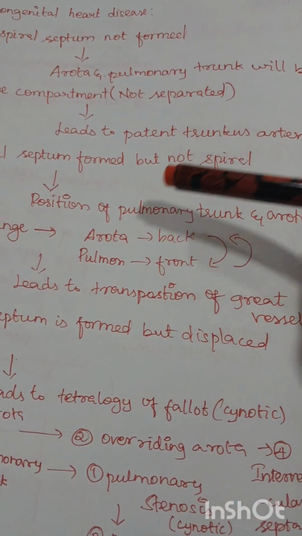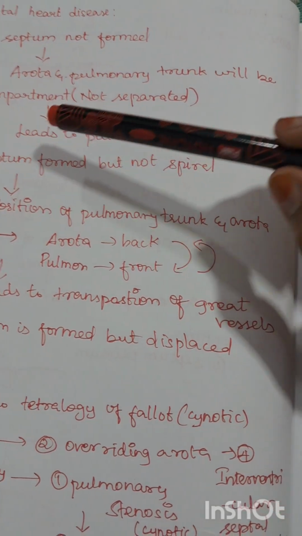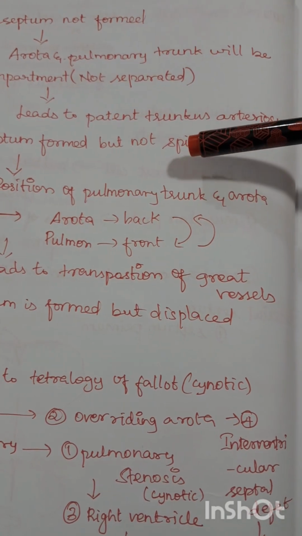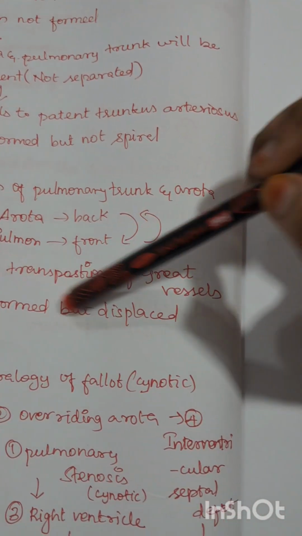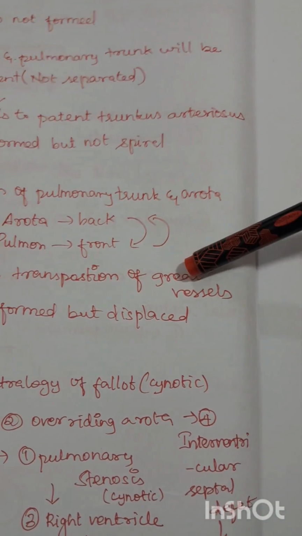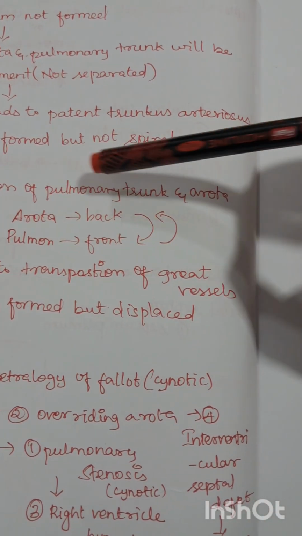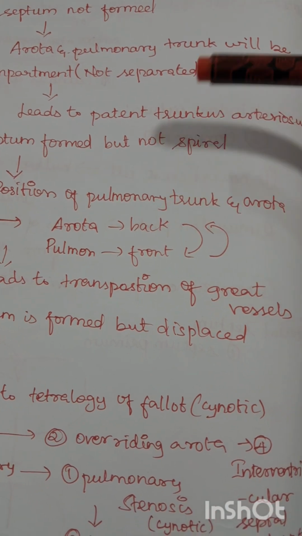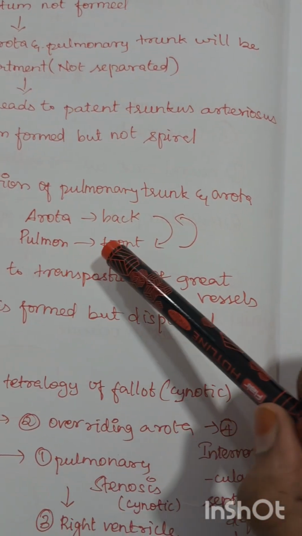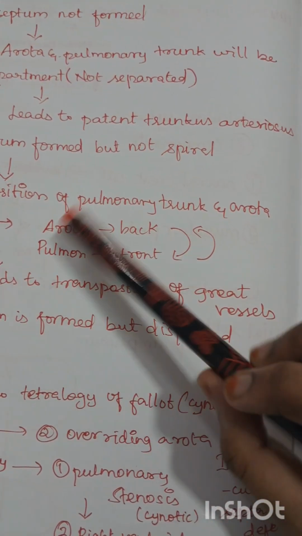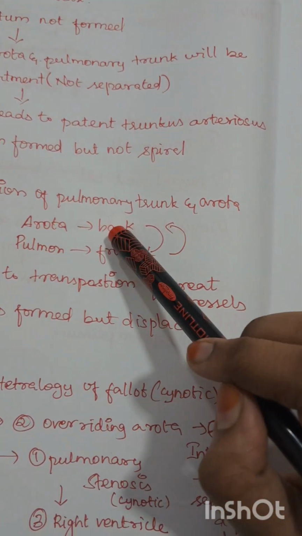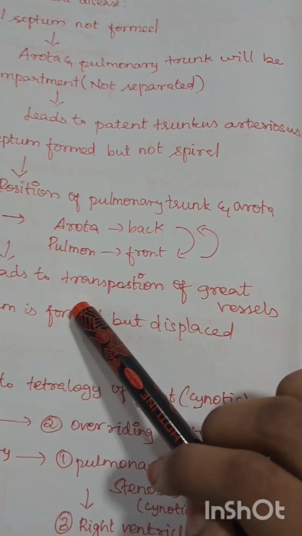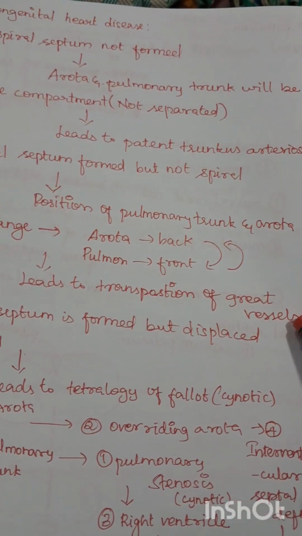The second clinical condition is when the spiral septum is formed, but it is not spiral in structure. This leads to transposition of the great vessels. The positions of the pulmonary trunk and aorta are not correct. Normally the pulmonary trunk is in front and the aorta is at the back, but they are interchanged, which leads to transposition of the great vessels.